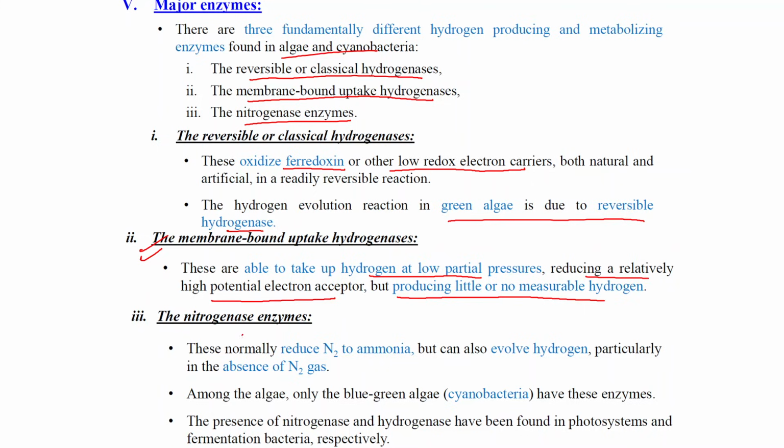Now, the third one is the nitrogenase enzyme. They normally reduce nitrogen to ammonia, but can also evolve hydrogen, particularly in the absence of nitrogen. So these enzymes produce hydrogen in the absence of nitrogen. Firstly, they reduce nitrogen to ammonia, which helps them to evolve hydrogen. Among the algae, only the blue-green algae, that is the cyanobacteria, have these enzymes.